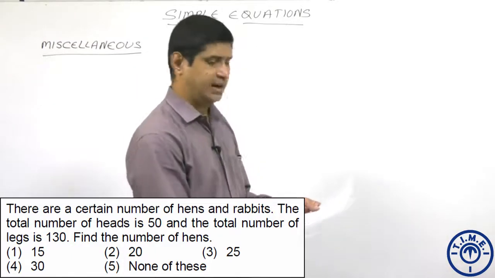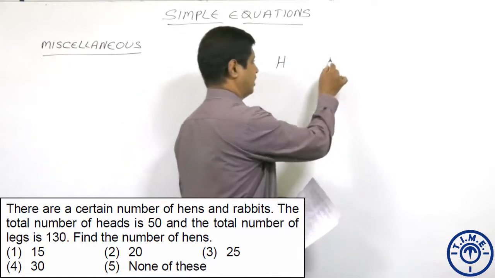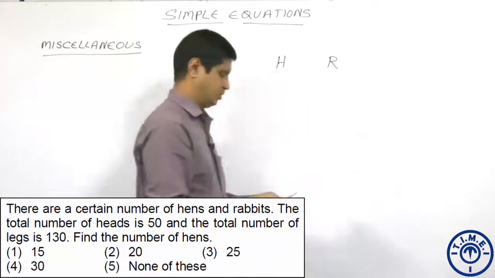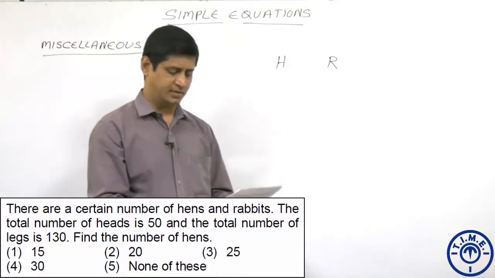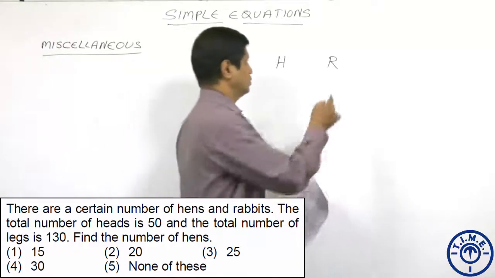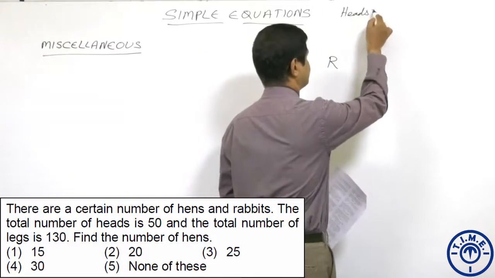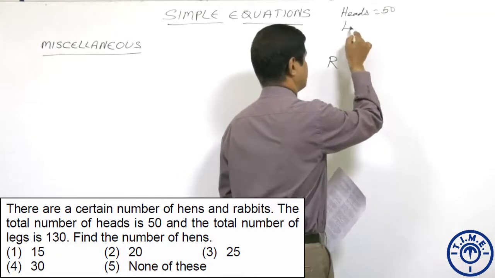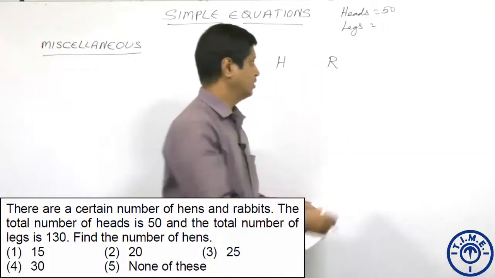Now, hens and rabbits. I am taking H for hens and R for rabbits. The total number of heads is 50. What about the total number of legs? The legs here is 130.